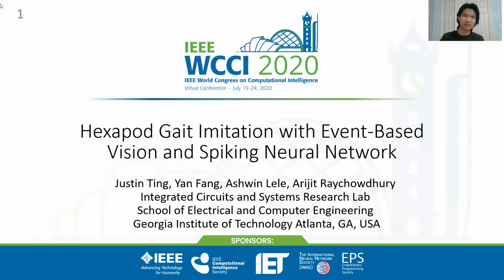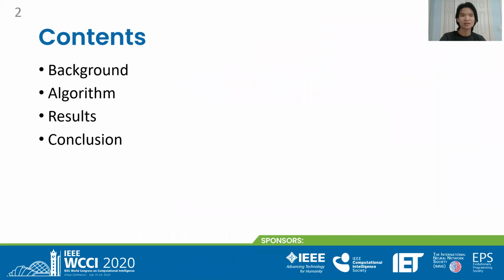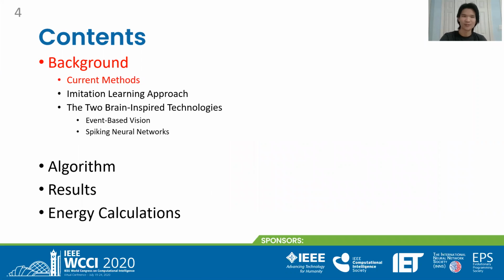Hello, everyone. My name is Justin Ting, and I'm from Georgia Tech's Integrated Circuits and Systems Research Lab. Today I'll be talking about how we combine event-based vision and spiking neural networks to create a system that performs gait imitation. Before I go into exactly how we do that, it is important to understand some of the background and motivation behind why we do this.